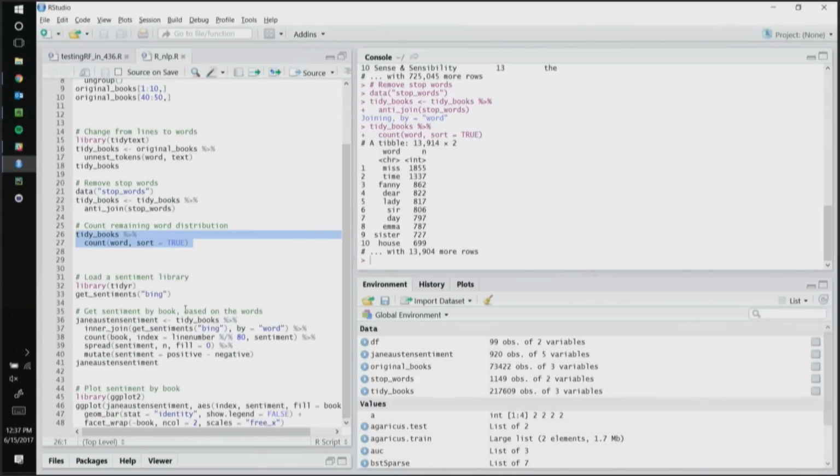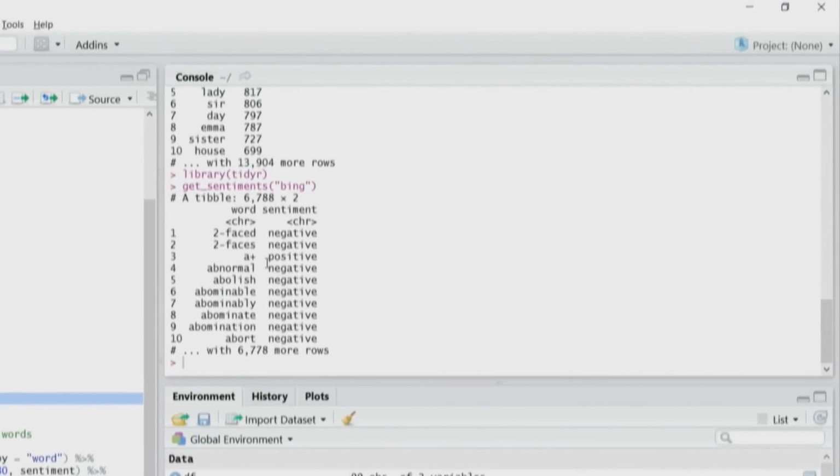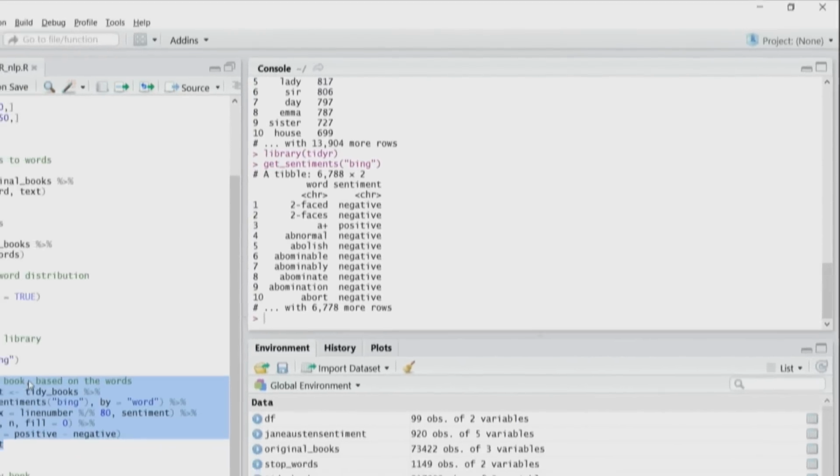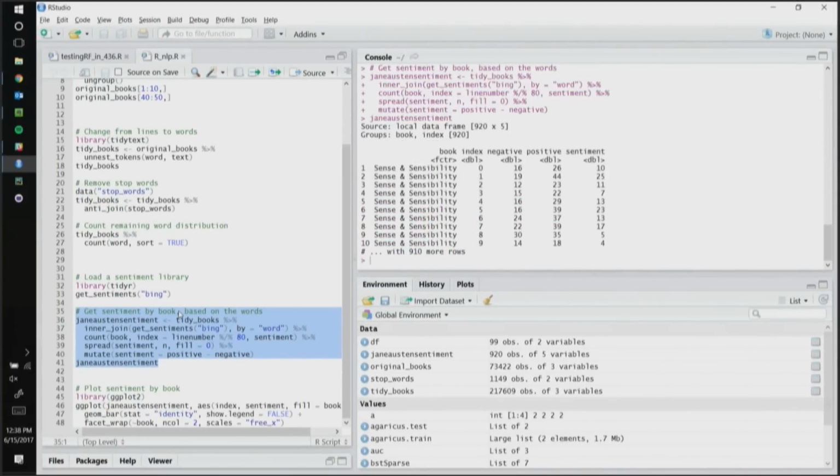Interesting, but so far all we've done is count words. We want to do something more than that, which brings us to this tidyr package, which contains this sentiment library called get sentiments. And so we can see that things like abnormal and abolish and abominable are negative things, and A+ is a good thing. So finally, now the real exciting part, we can take that sentiment library and apply it to the text corpus we've cleaned and organized across all of Jane Austen's books.